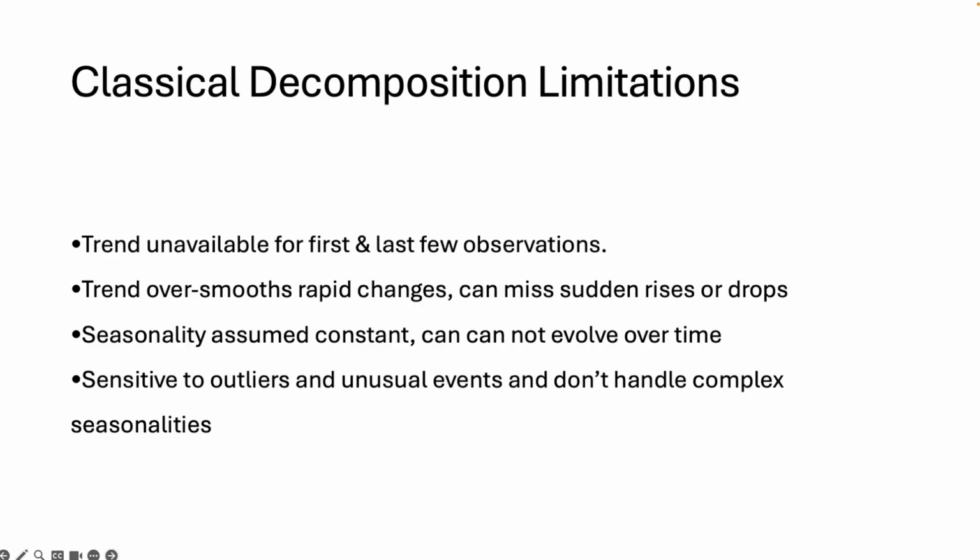The last thing is that classical decomposition was designed for simple, single-season data, like monthly or quarterly. It doesn't handle multiple seasonalities. Sometimes we have daily and weekly cycles. Or sometimes we have irregular data frequencies. And in modern business data, we have overlaps between seasons. Classical decomposition cannot capture this.